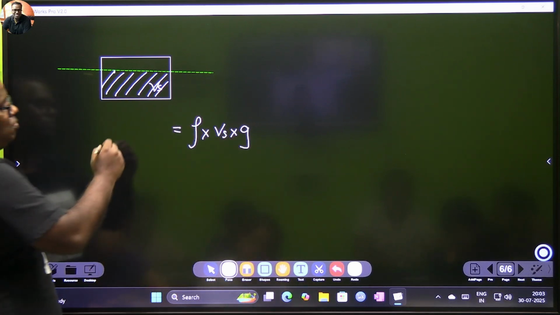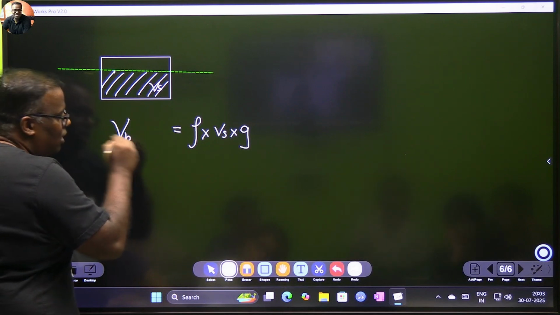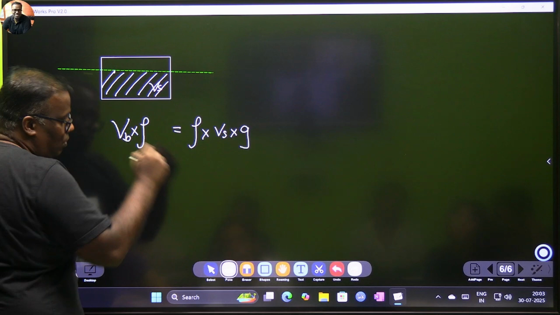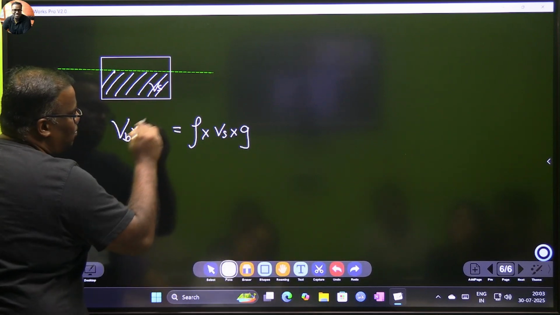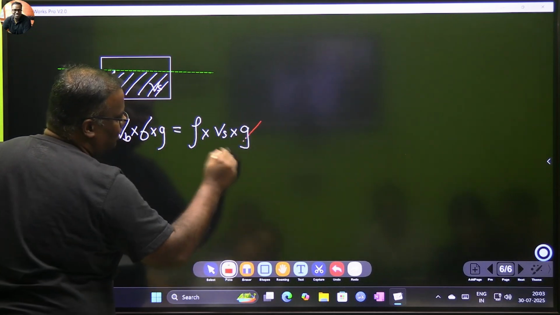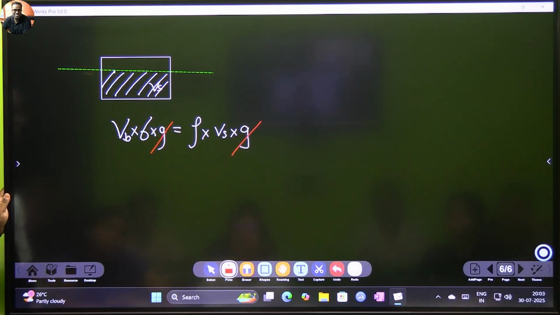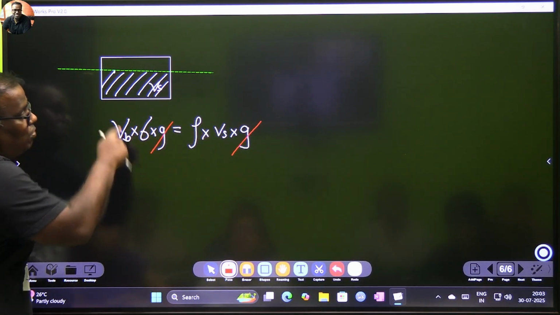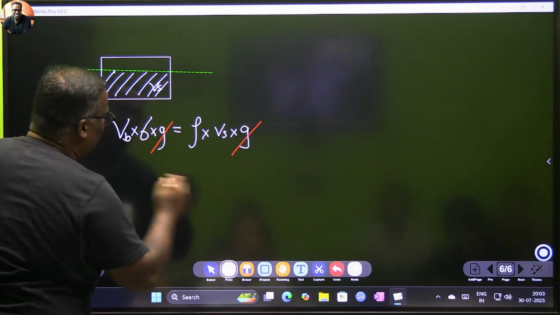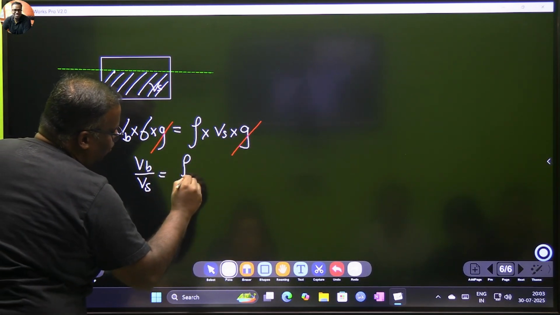What is the weight of this body? The weight of this body is the entire volume of the body, multiplied by the density of the body, which I will take as, say, sigma, and multiplied by g. Now, the only interesting thing in this is these two cancel each other. Rest cancellation is not possible. Because now this is not equal to this. This is the volume of the entire body. This is the volume of the submerged body. So the expression that we hold here is Vb by Vs should be equal to rho by sigma.